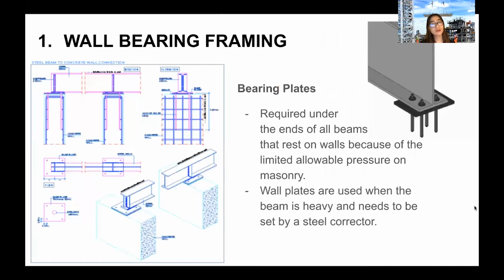For wall bearing framing, at the end of each beam, there are bearing plates. Bearing plates are required on the ends of all beams to rest on the walls. This limits the pressure on the masonry, so that when the beam is heavy, it limits the pressure on the wall. Wall plates are used when the beam is heavy and needs to be set by a steel erector.